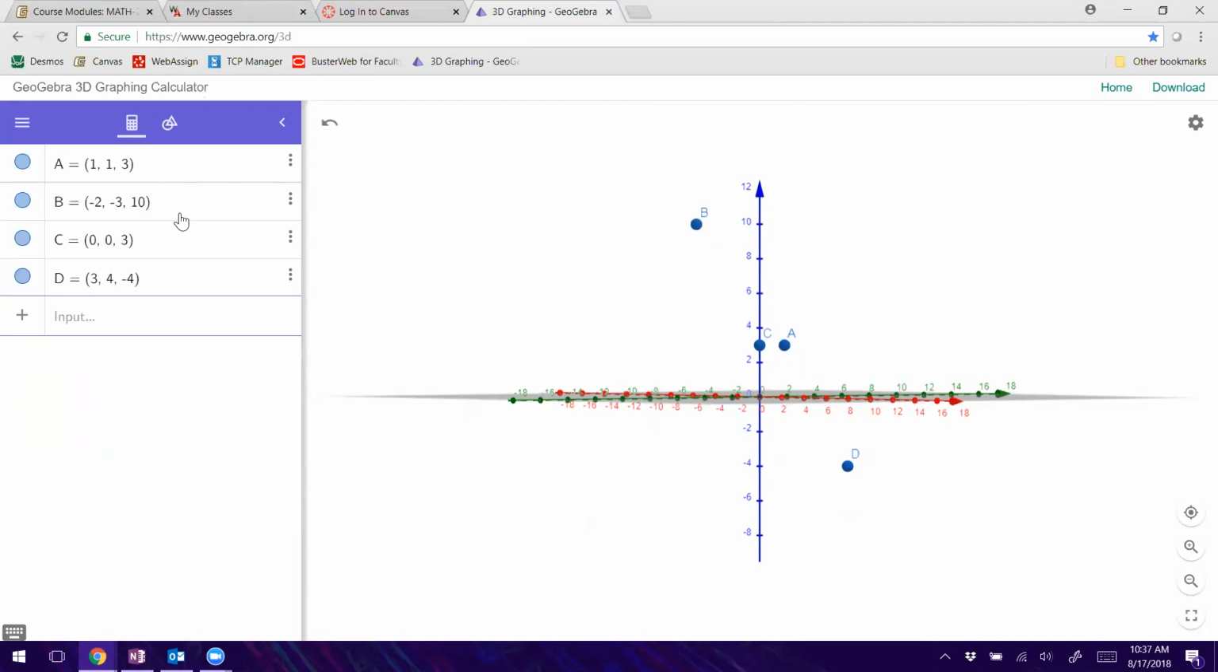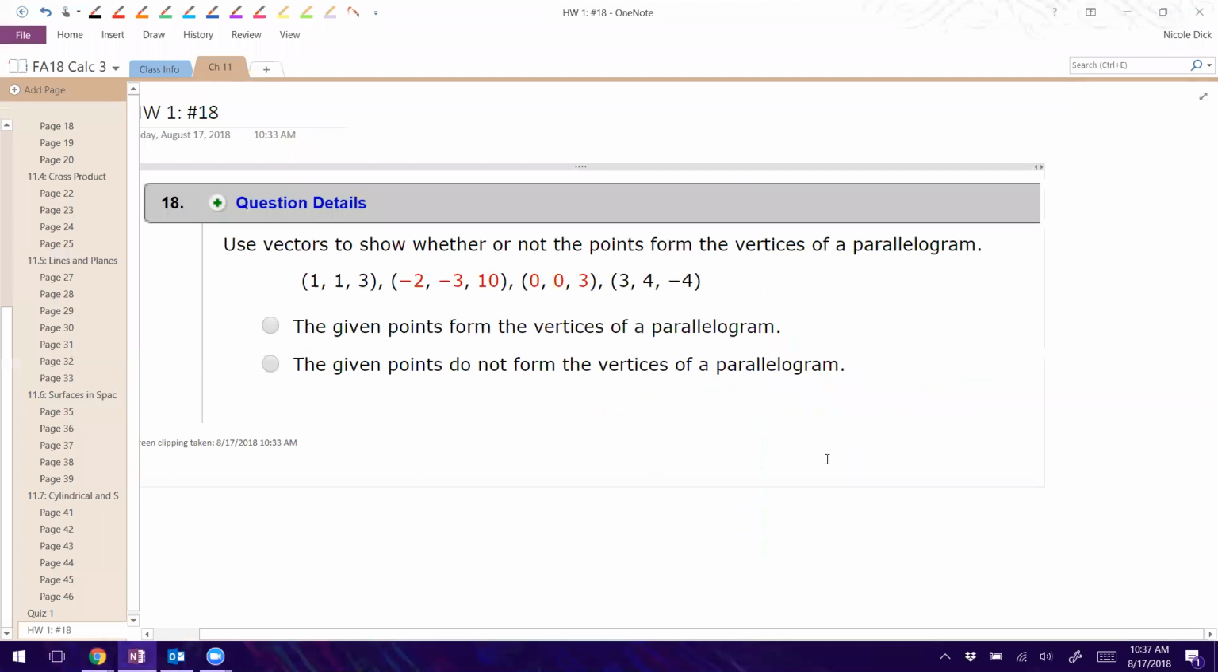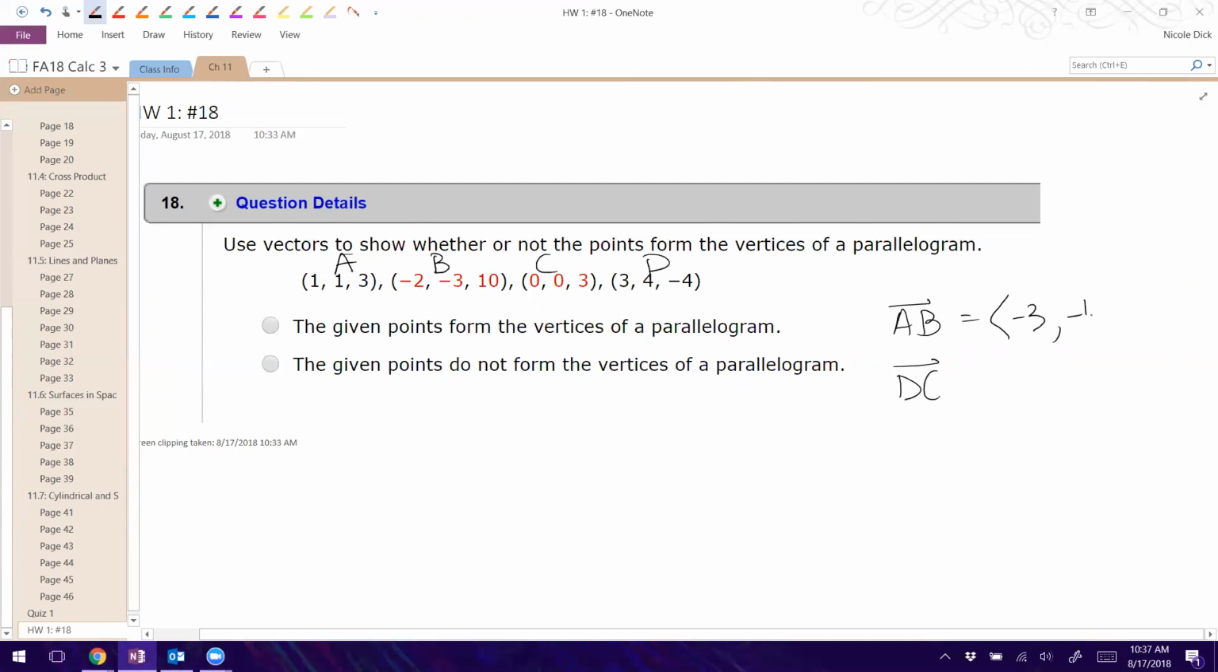So A to B is the first 2 points, and then D to C is the last 2 points. So let's check that. And we know how to find component form. Okay, terminal minus initial. So if we go through and do this, A to B is going to be -2 minus 1, so it's -3. -3 minus 1 is -4, and 10 minus 3 is 7. And if we go from D to C, 0 minus 3 is -3, 0 minus 4 is -4, and 3 minus -4 is 7. So we get the same thing there.